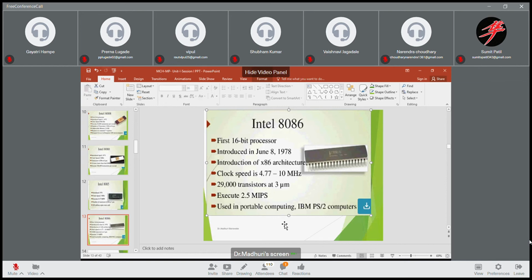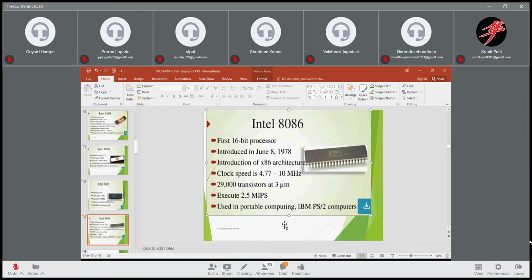It has a 16-bit data bus, guys, and the address bus is 20-bit. See guys, there is a little bit of difference between the data bus and address bus. The data bus for the 8086 microprocessor is 16-bit and the address bus is 20-bit. Now the very important concepts they introduced in this are pipelining and memory segmentation.